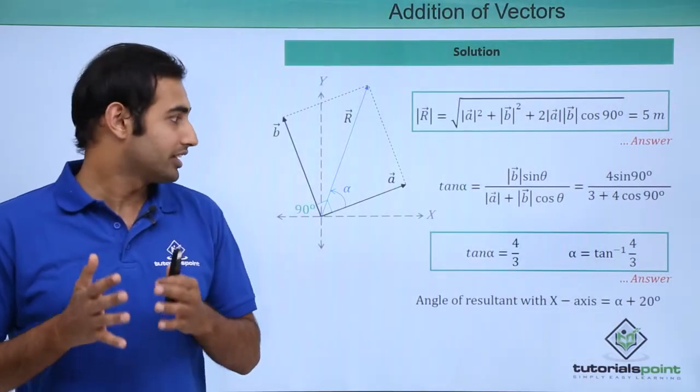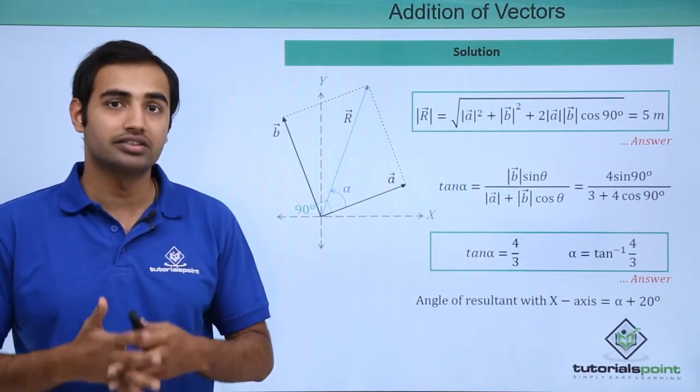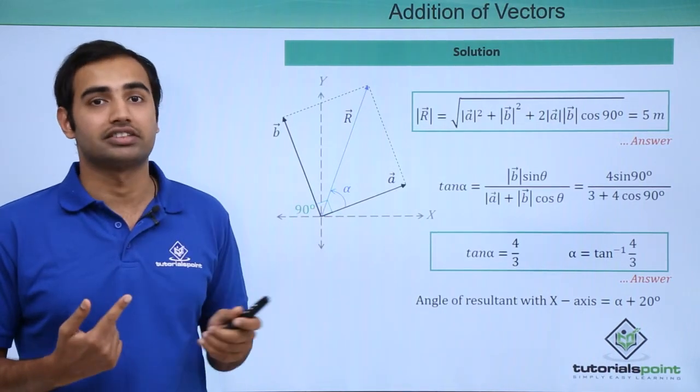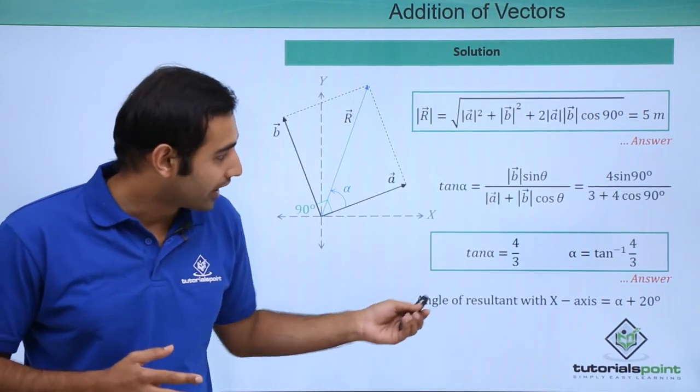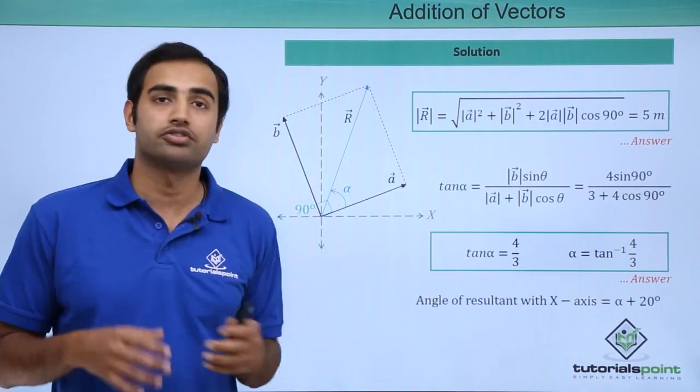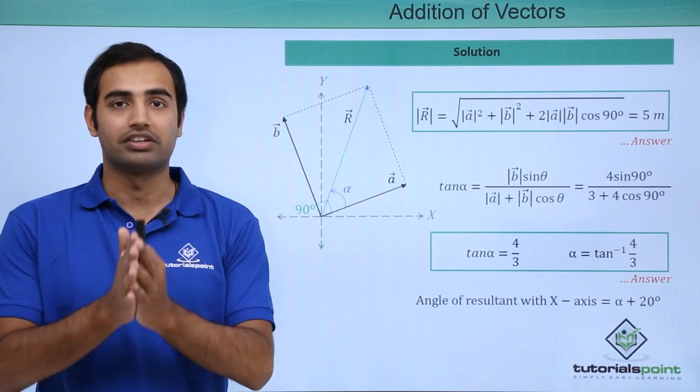Now, if I have to answer the angle that resultant makes with the x-axis, all I have to do is add alpha to the angle A makes with the x-axis, which is simply 20 degrees. So, the angle of resultant with the x-axis is simply alpha plus 20 degrees, where alpha is tan inverse of 4 by 3. I hope this is very clear to you.